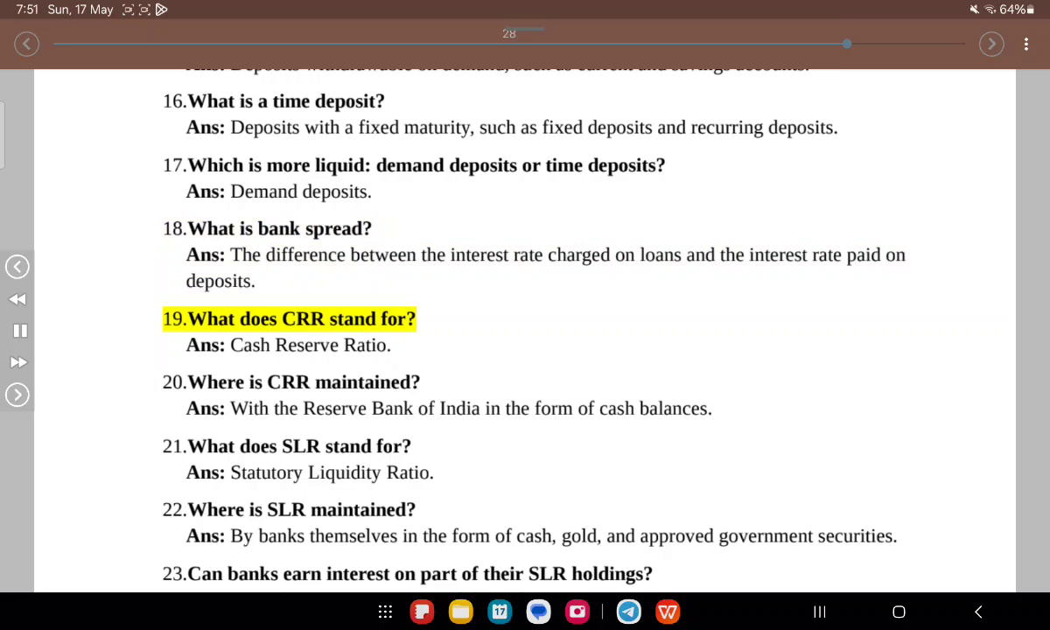19. What does CRR stand for? Cash reserve ratio. 20. Where is CRR maintained? With the Reserve Bank of India in the form of cash balances. 21. What does SLR stand for? Statutory liquidity ratio. 22. Where is SLR maintained? By banks themselves in the form of cash, gold, and approved government securities.